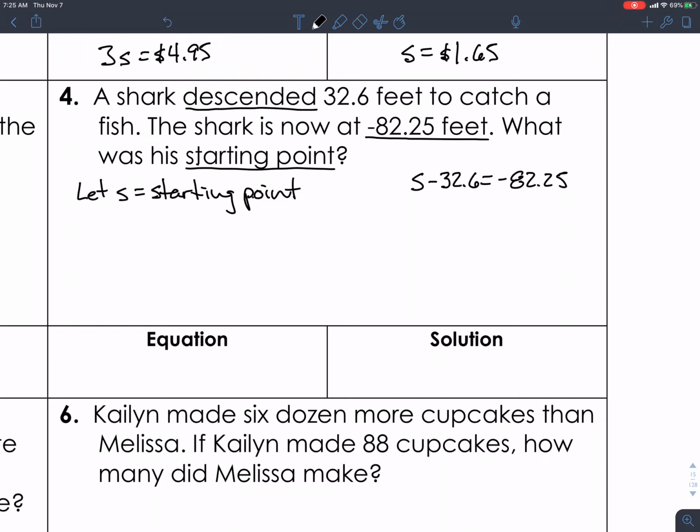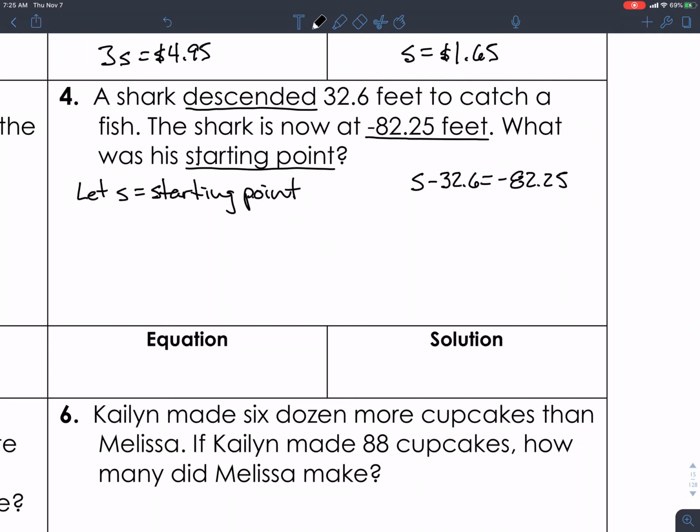So he started at some point. He went down 32.6 feet. Think of it as a vertical number line. He went negative 32.6 feet and ended up at negative 82.25. So what do we got to do? Well, we always look at the side with the variable. What numbers are with the variable and how do we get them away from the variable?